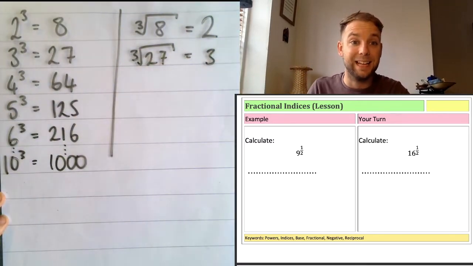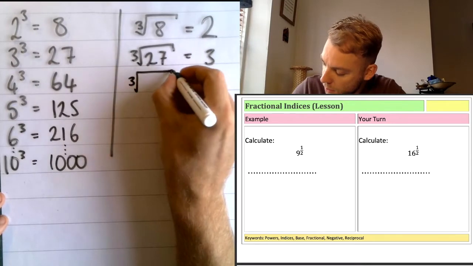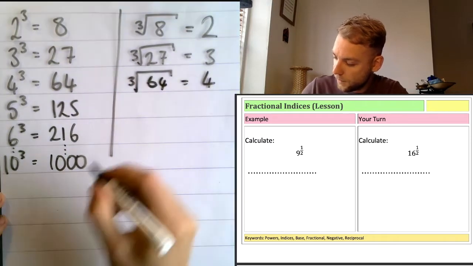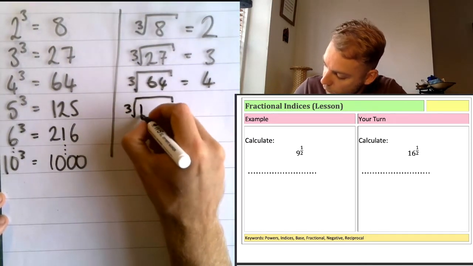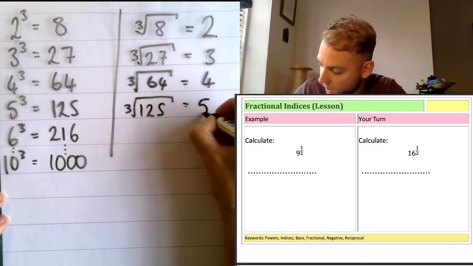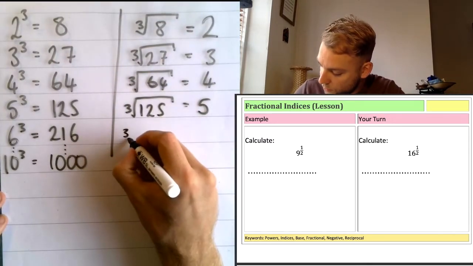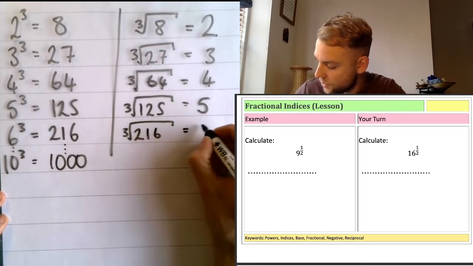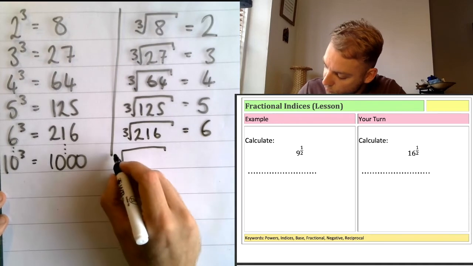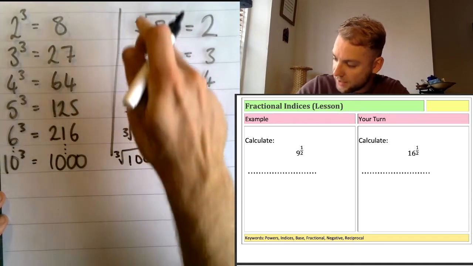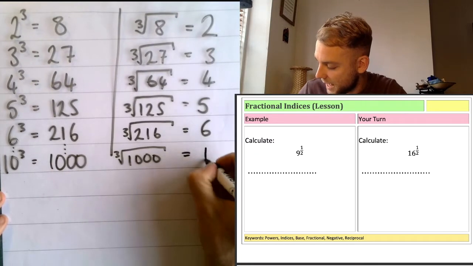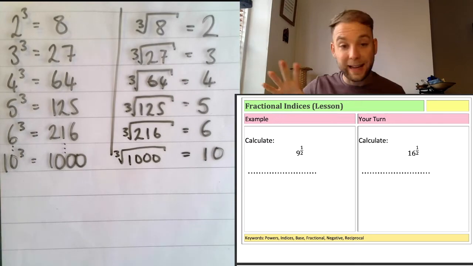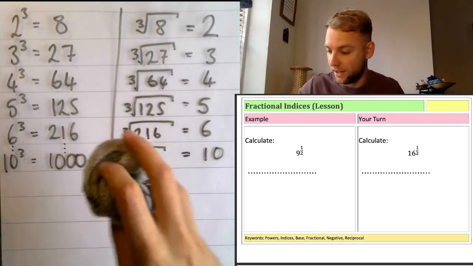Again, make sure you're getting these down. The cube root of 64 is equal to 4. The cube root of 125 is equal to 5. The cube root of 216 is equal to 6. And the cube root of 1000, notice these are all cube roots, not square roots, is equal to 10. Brilliant. Okay. Now the other little ones, so again, make sure you're getting those down. You're going to need to use all of these, so make sure these are all in your notes.